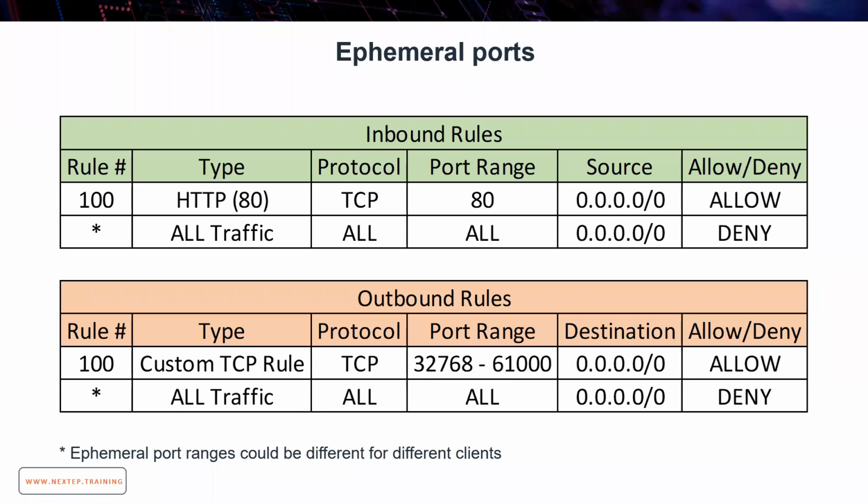Okay, these ranges could be different for different clients. Before Windows 10, Windows was using port ranges all the way from 1,000 till 65,000. Now they actually reduced it to, I believe, 50,000 to 61,000, somewhere in that.